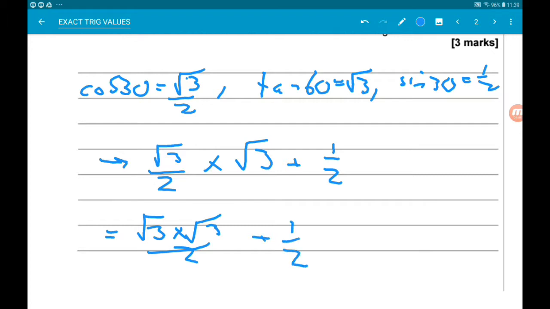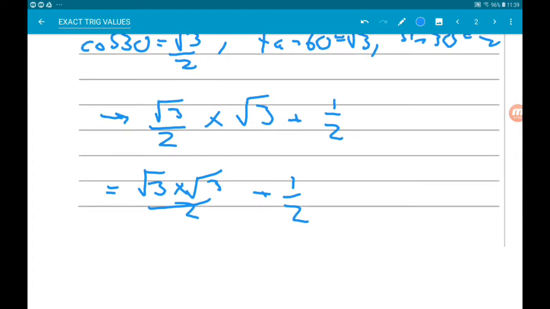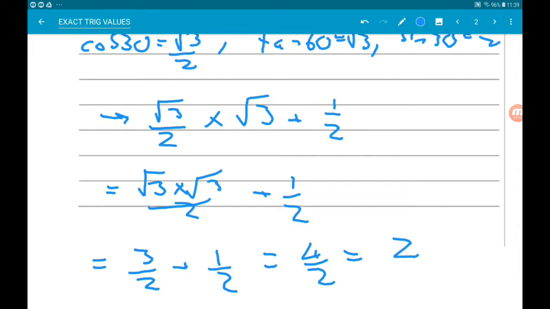Now root 3 times root 3 is 3, so we have 3/2 add 1/2. Fractions have common denominators, so we just add the tops, that's 4/2, which is 2. Which is an integer, so job done.